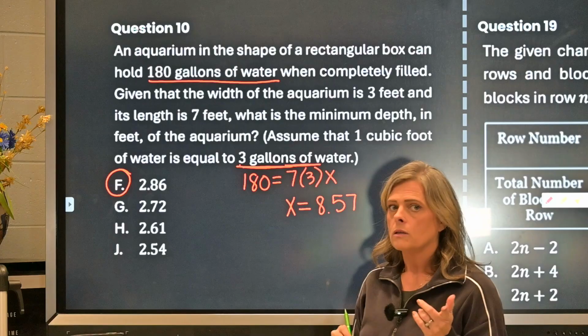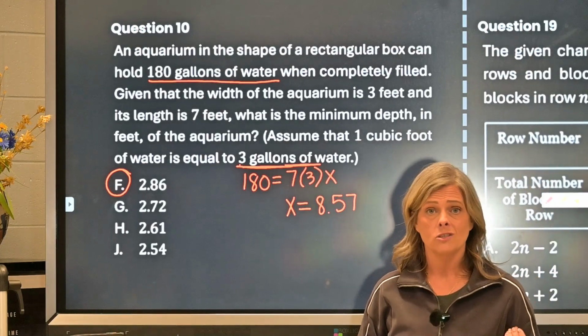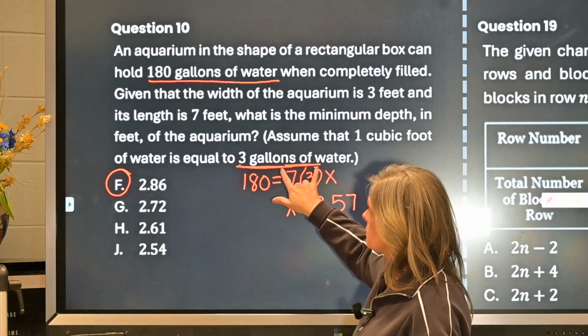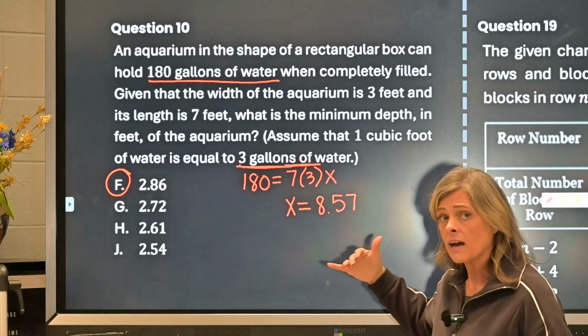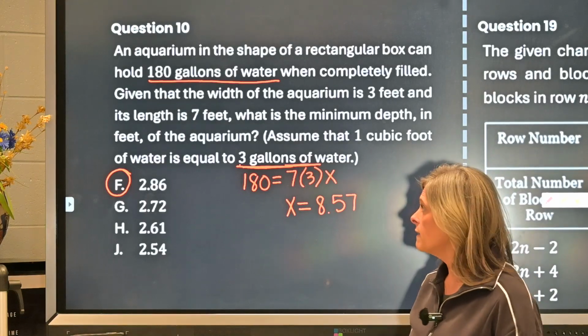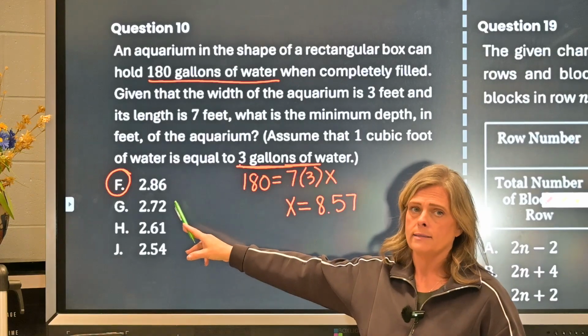So this is something to consider, okay? And obviously when I was working this out originally, I didn't consider this. When it gives you this in parentheses, you're gonna need to apply this 3 gallons. So you have to divide whatever answer it is that you get for x by the 3 gallons, and then you can get your 2.86, okay?